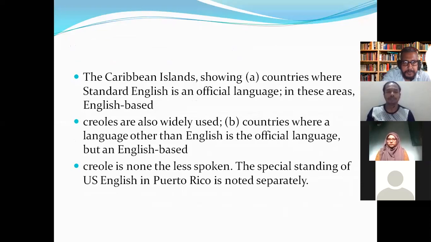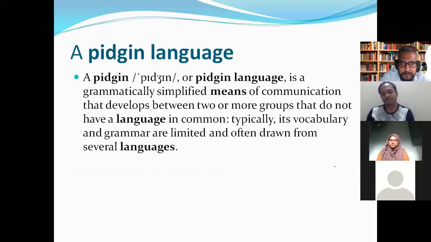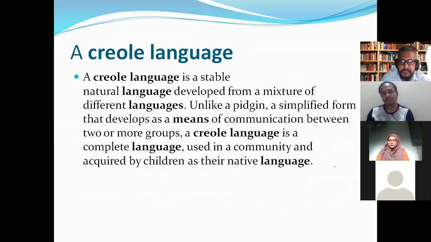Here, the Caribbean islands are showing countries where standard English is an official language in these areas, and English-based Creoles are also used widely. And countries where Creole is used, we know, isn't it? Everybody knows Creole. Yes, sir. Okay. However, the Creole language is a stable natural language developed from a mixture of different languages. And unlike a pidgin, a simplified form that develops as a means of communication.